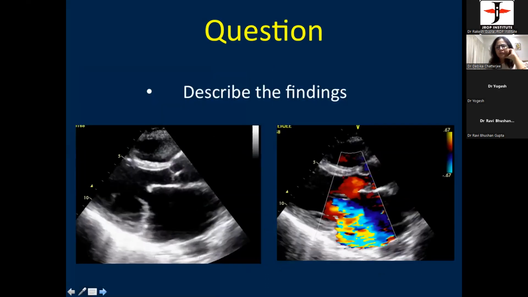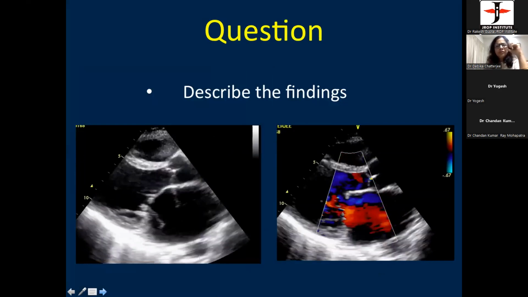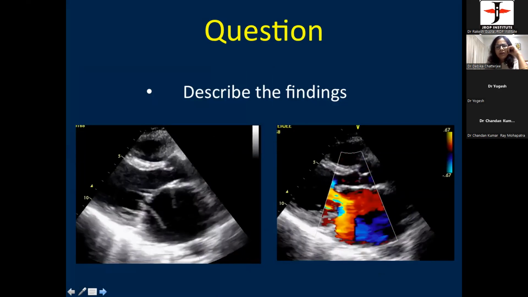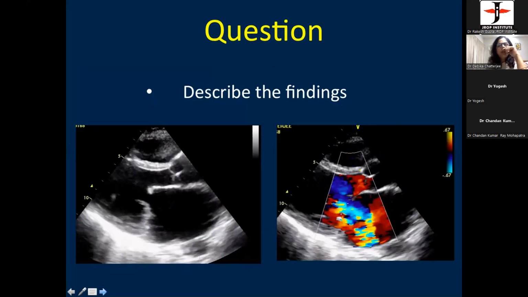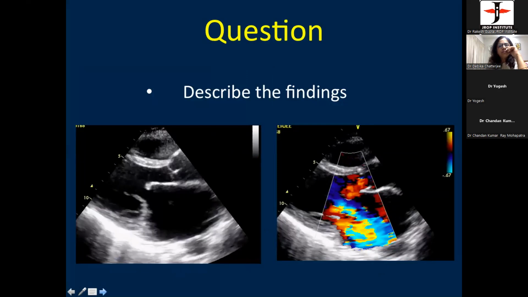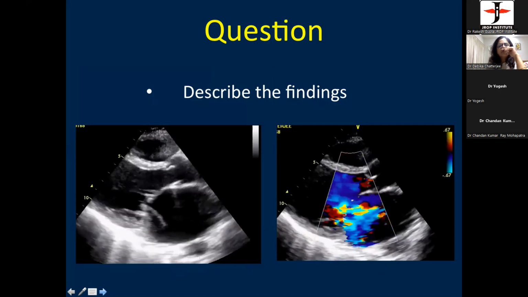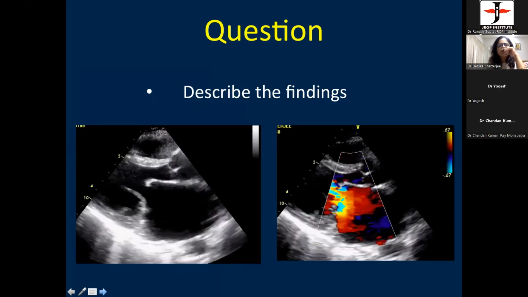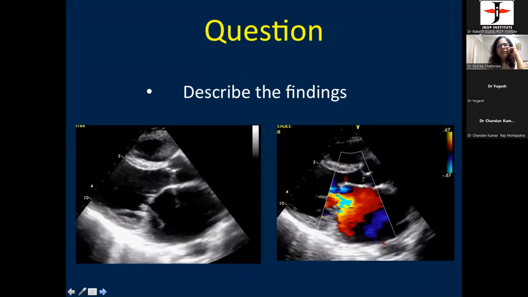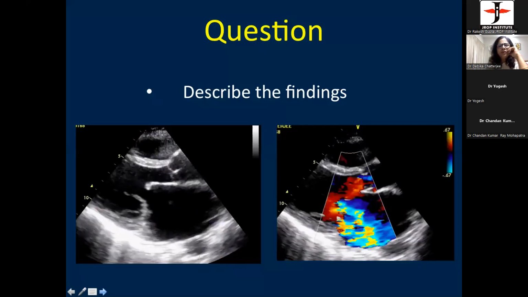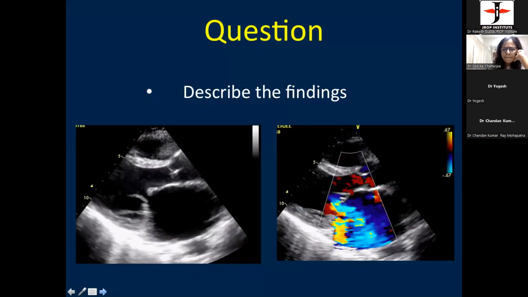Dr. Nida Farheen, are you there? Yes, sir. This is for you. Describe the findings in this patient. Ma'am, with color flow, that is a chordal rupture at the PML, which gives significant MR. Anything else other than chordal rupture? Chordal rupture is very obvious. You have picked up the most obvious finding. What else? Dilated LA, ma'am.